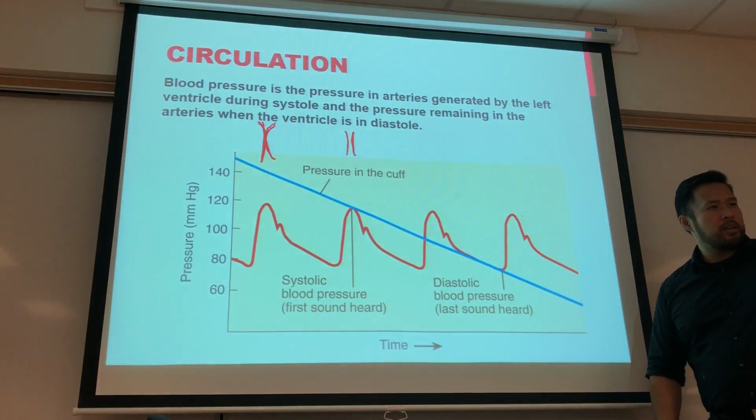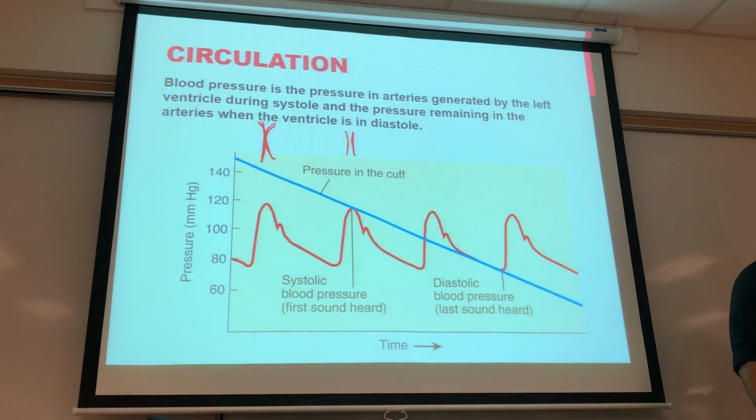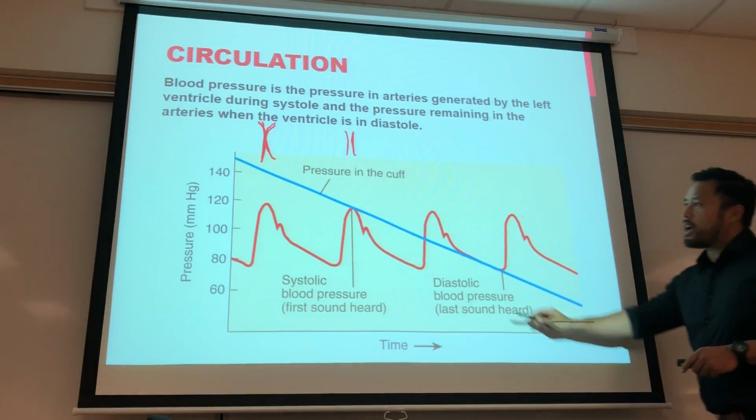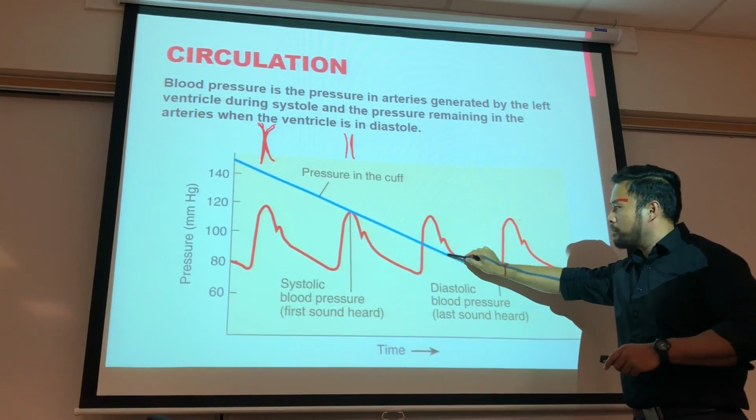You get a little bit of blood squirting out, and that's going to create sounds that you can hear. These sounds are called Korotkoff sounds. They're the sound of blood turbulence as it flows through the brachial artery. So now you start hearing sounds. And you're going to see that the sounds are going to sound different as you move from 120, from systolic, all the way to diastolic.